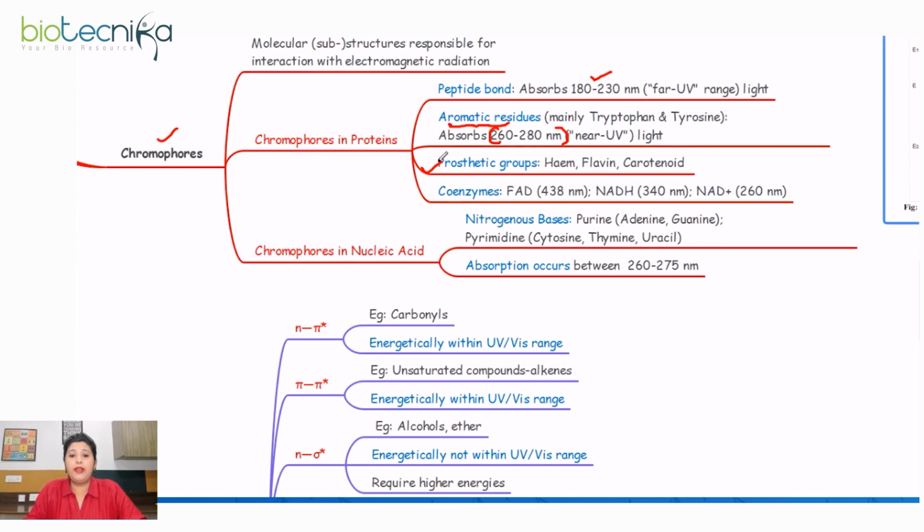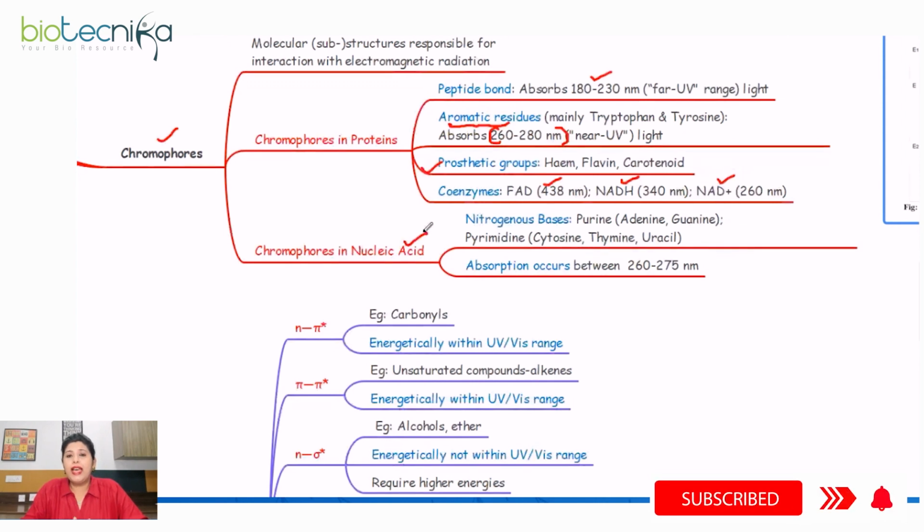Coenzymes are there: FAD absorbs at 438 nm, NADH at 340 nm, and NAD plus at 260 nm. From the exam point of view, you have to remember the range, that is, when it is a peptide bond, at what range it absorbs, or if it is a coenzyme, at what wavelength range it absorbs. Then coming to nucleic acids.